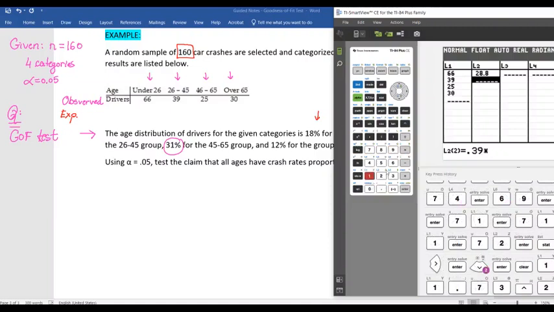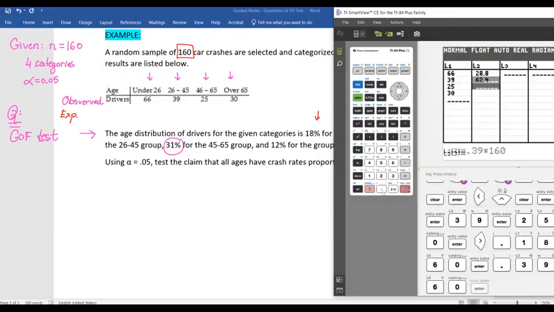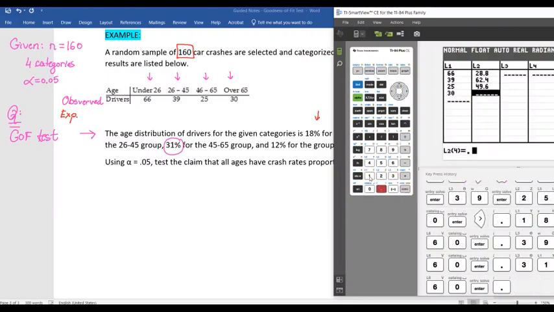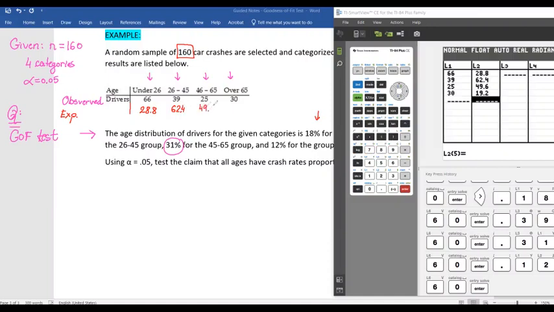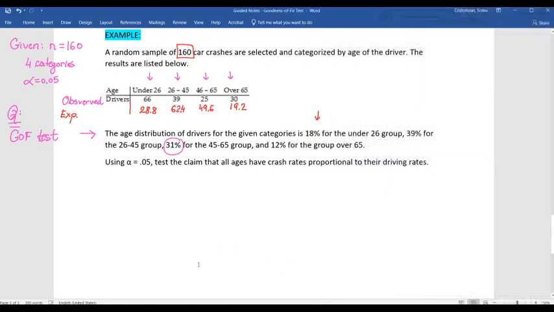0.39 times 160 for the second category and hit enter. 0.31 times 160 and hit enter. And the last one is 0.12 times 160 and hit enter. So keep in mind, we have values, numerical values, not proportions in list 1, and expected values in list 2. As long as I have this, I'll just write this down here: 28.8, 62.4, 49.6, and 19.2. Okay, and now I am ready to go through the 5 steps of hypothesis testing.